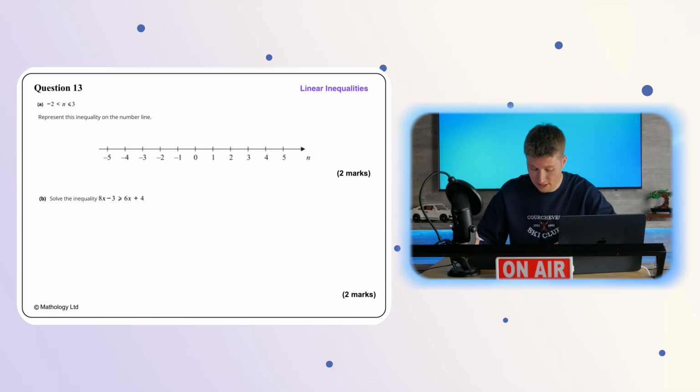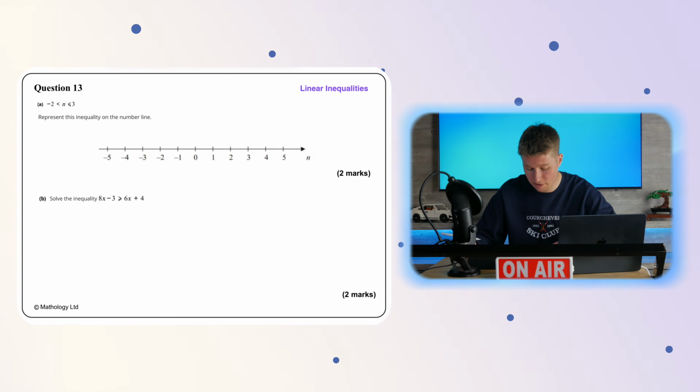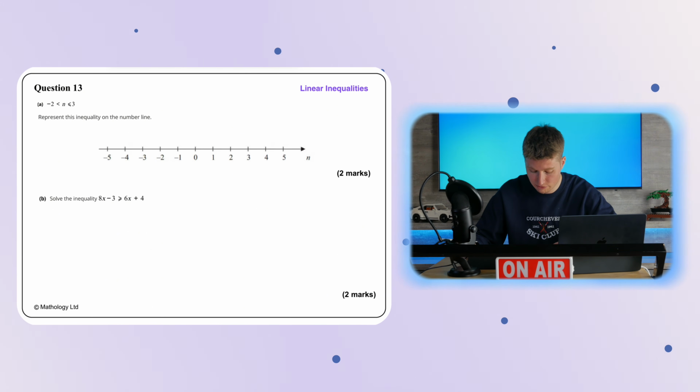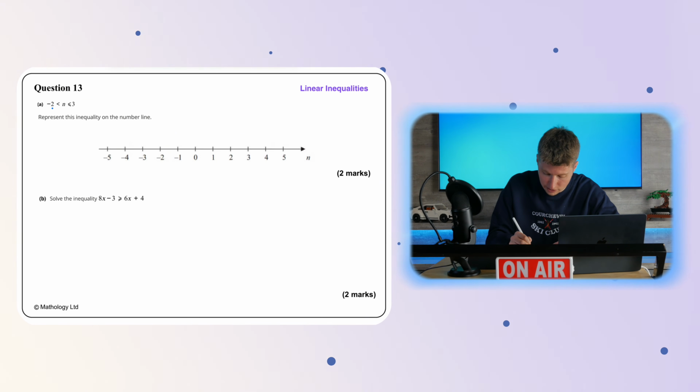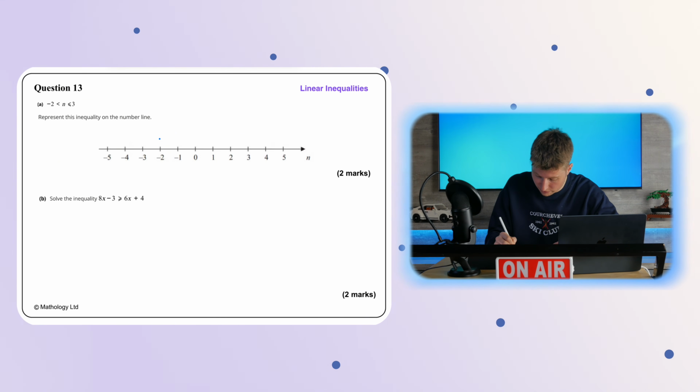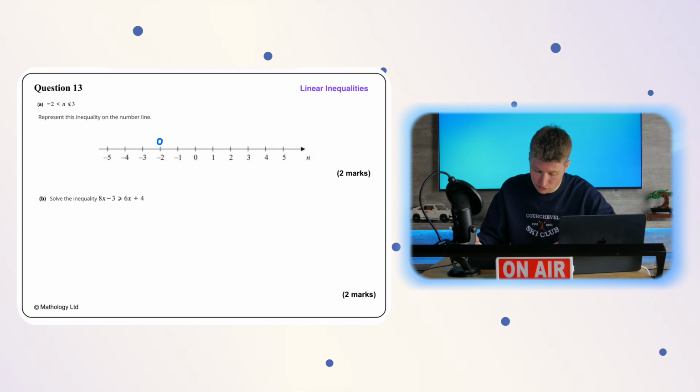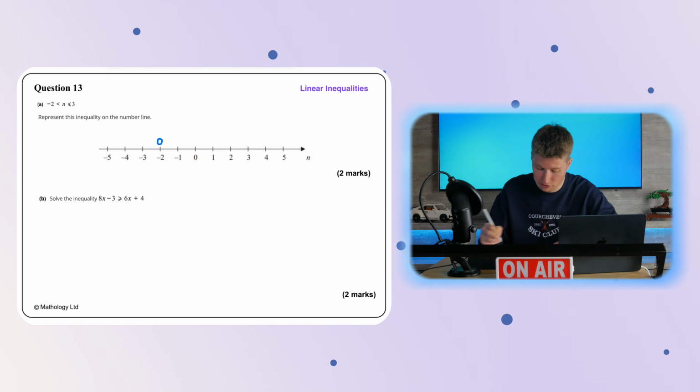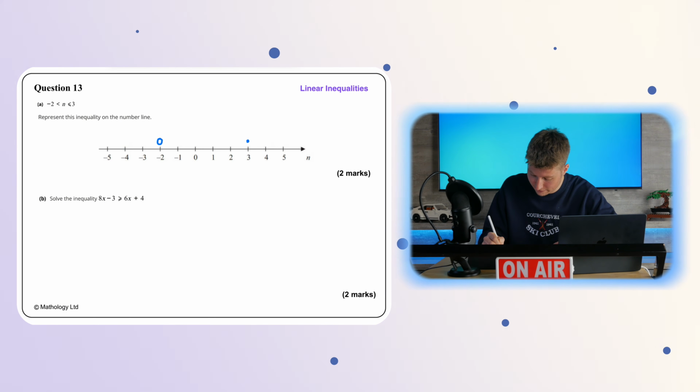Question 13 says, n is greater than minus 2 but less than or equal to 3. Represent this inequality on the number line. So we've got a strict inequality next to the minus 2, which means we've got an open circle at minus 2. And then we've got an inclusive inequality next to the 3, so that means we fill in the circle at 3. And then we join these 2 points up with a line.